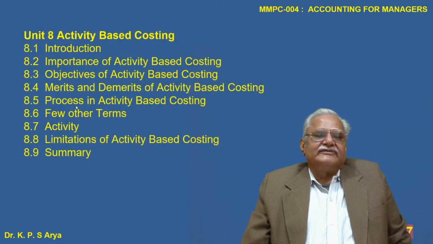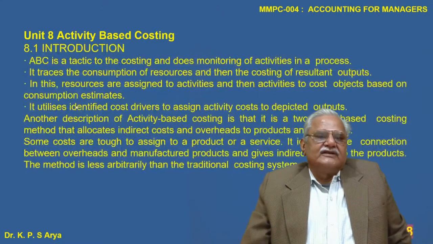Eighth unit, activity-based costing. ABC is a tactic to costing and does monitoring of activities in a process. It traces the consumption of resources and then the costing of the resultant output. In this, resources are assigned to activities and then activities to cost objects based on consumption estimates. It utilizes identified cost drivers to assign activity cost to the depicted outputs.